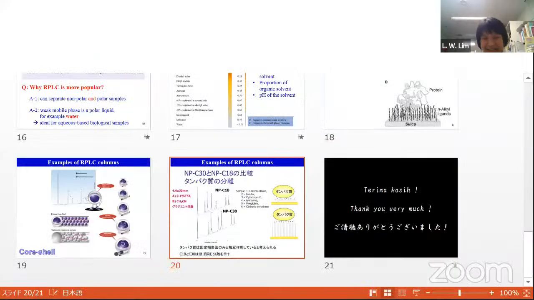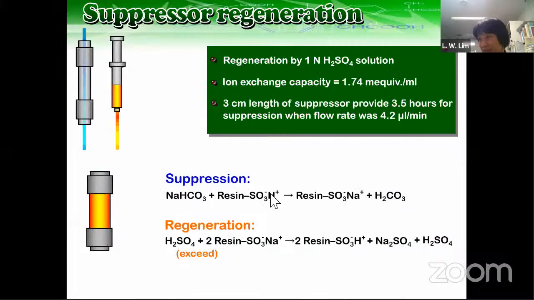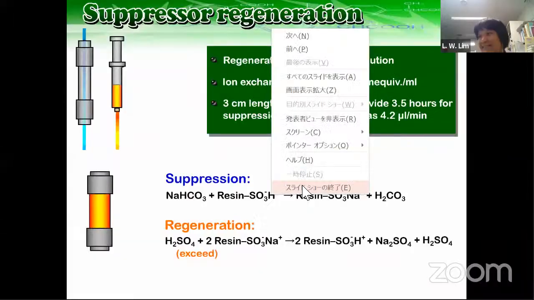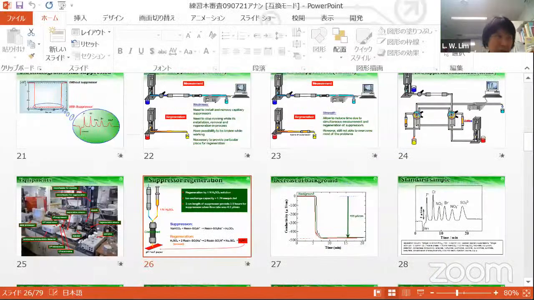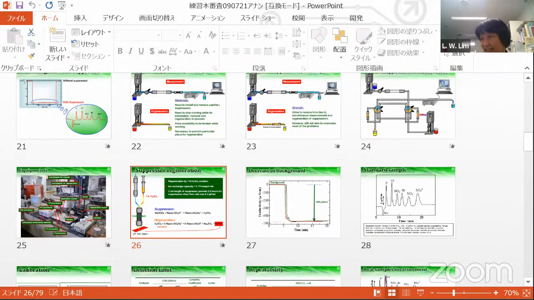I have some examples also. I will show you some examples. This is also popular in ion chromatography.